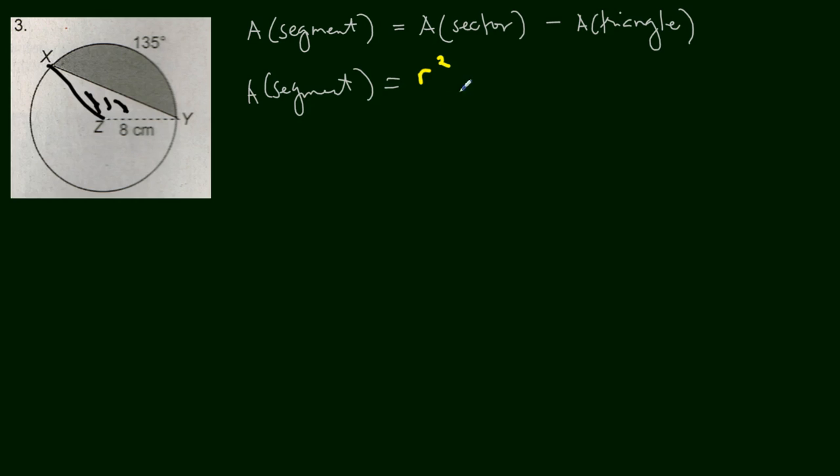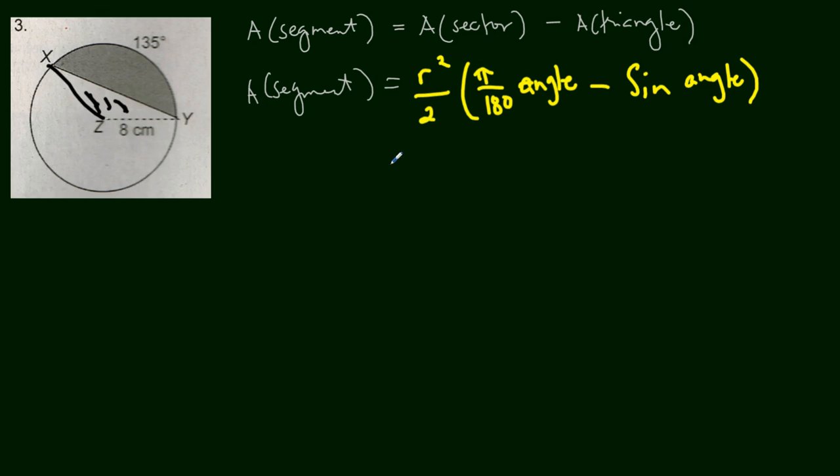Radius squared divided by 2, multiplied by pi times the central angle over 180, minus the sine of the central angle. That's how you do it.